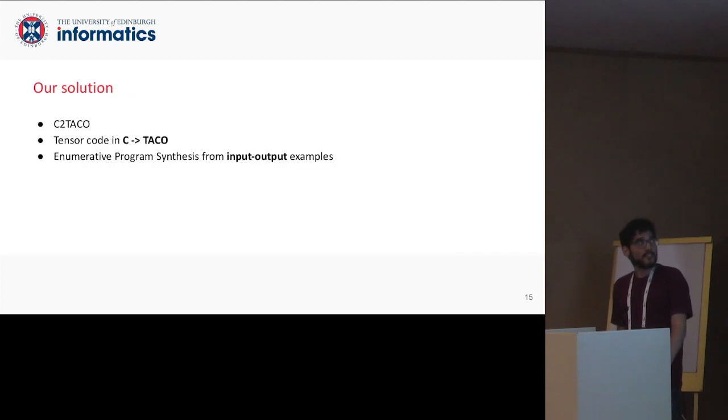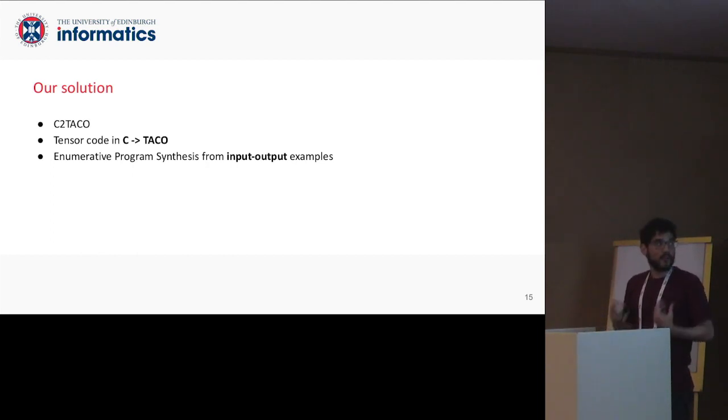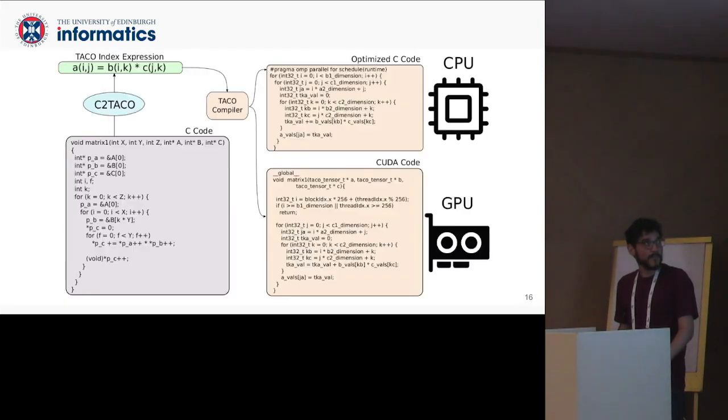So in this context, we propose C2TACO, our lifting tool that lifts tensor code written in C to TACO. The core of our approach is using enumerative program synthesis from input-output examples. So we use programming by example using IO specification. Using C2TACO, we can go from that C code to TACO, and then you have optimized versions of the original code.